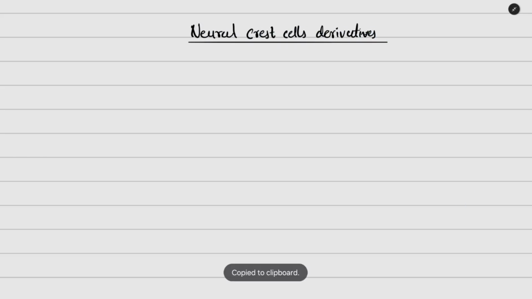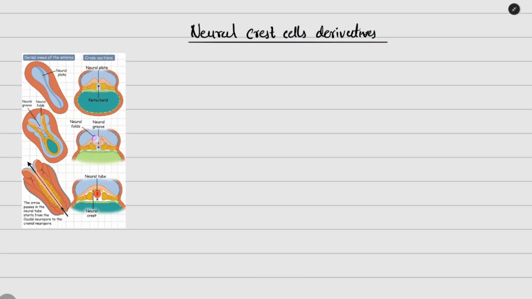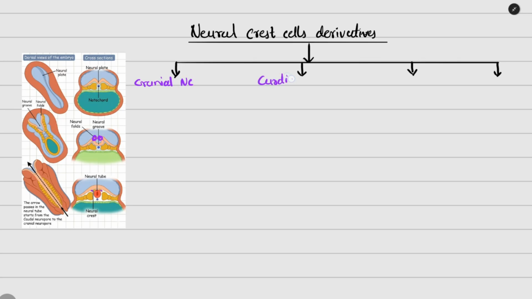And now let's see the neural crest cell derivatives. We know neural crest cells are formed between the surface ectoderm and neuroectoderm. Neural crest cells migrate and differentiate into 4 types of neural crest cells: cranial neural crest, cardiac neural crest, vagal and sacral neural crest, and trunk neural crest.